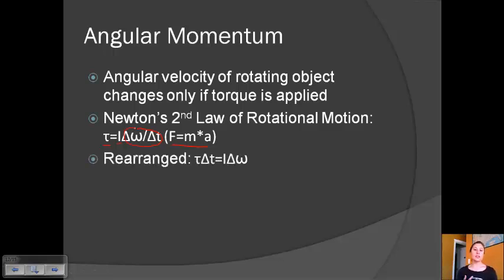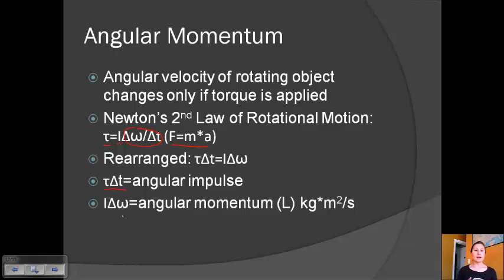If we rearrange this, we get torque times the change in time is the moment of inertia times angular velocity. And so this torque times the change in time becomes our impulse, or force times change in time for linear, and our moment of inertia times angular velocity becomes our angular momentum, which we use the capital L as our variable for. And this would be the same as our mass times velocity for our linear momentum. The units of angular momentum are kilogram meter squared per second.